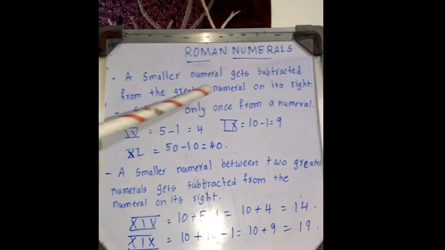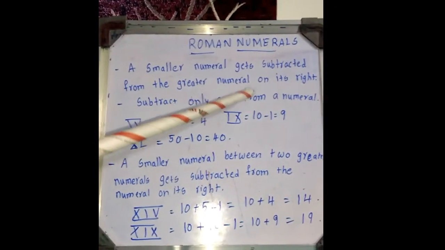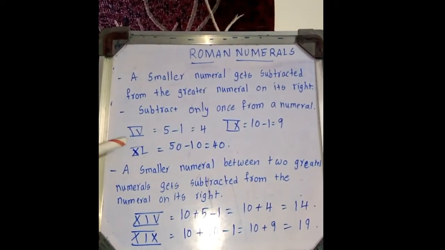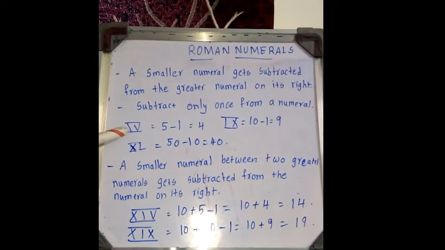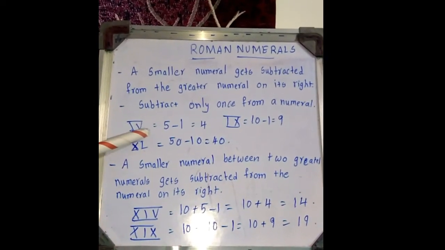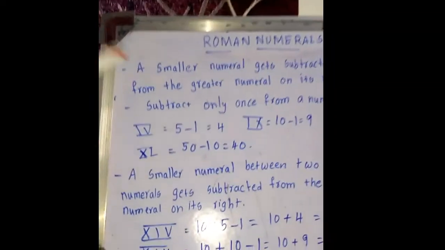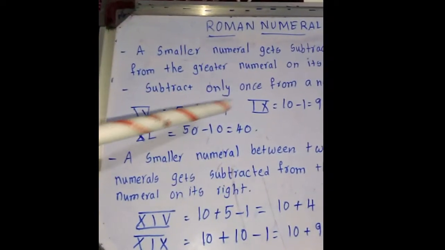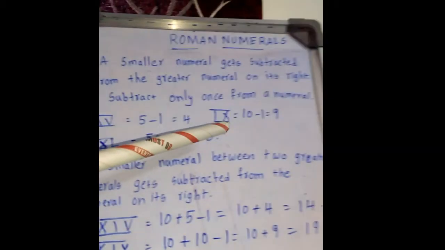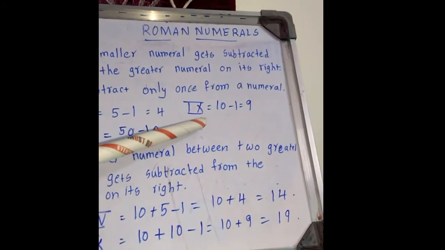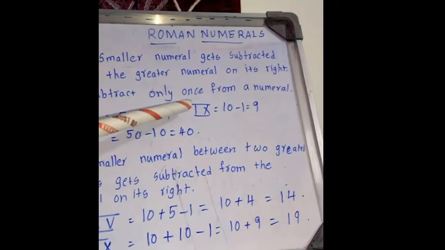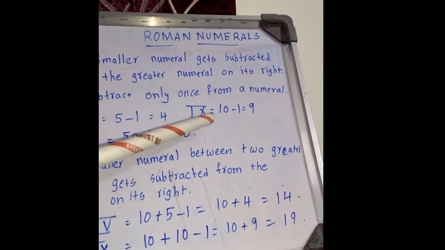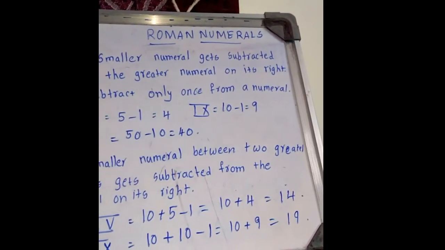A smaller numeral gets subtracted from the greater numeral on its right. See here, the smaller numeral is on the left-hand side and the greater numeral is on the right. This 1 will be subtracted from this 5: 5 minus 1 is equal to 4. Again, here the smaller numeral was placed left of the greater numeral. X as 10, I as 1. So 10 minus 1 is equal to 9.